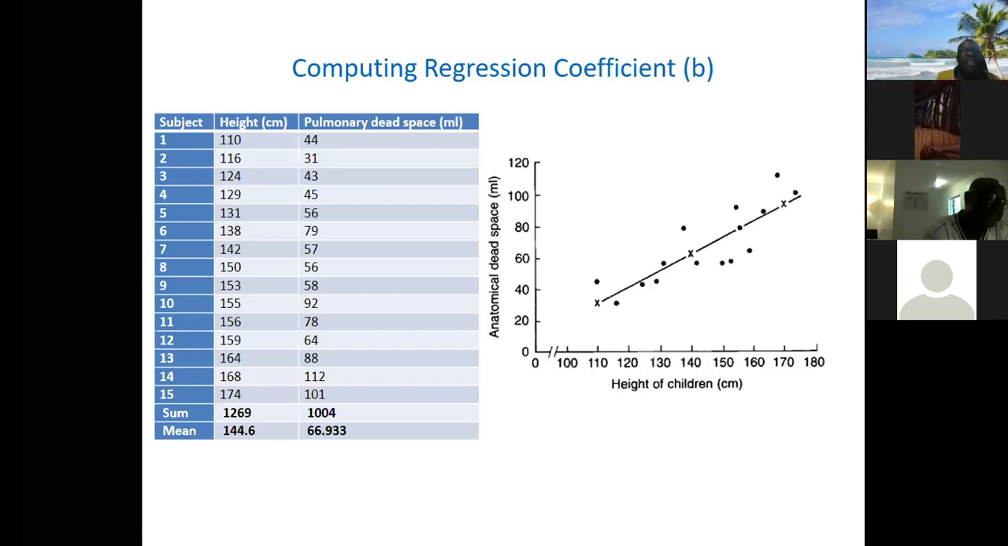And look at the actual value for pulmonary dead space for that subject, it's 44. So the difference is the error. The difference, the error in the model now, is 12.77. You get it now? Yes, sir. So 12.77, that is the error.